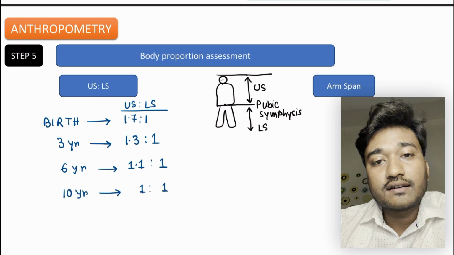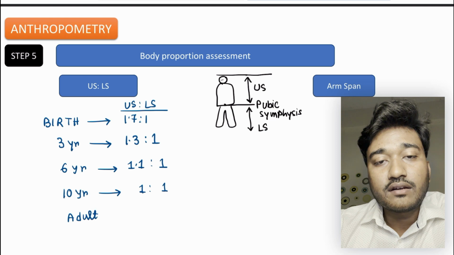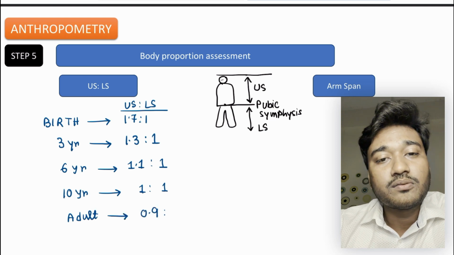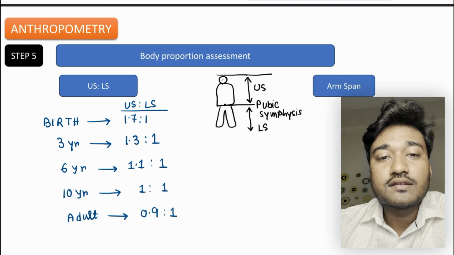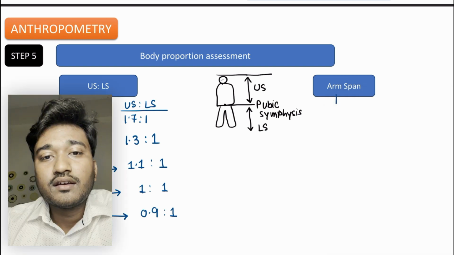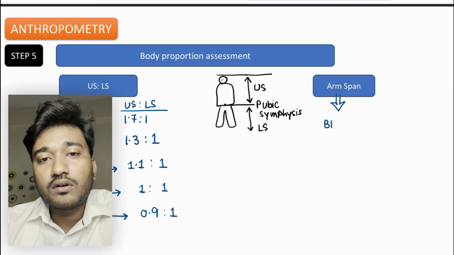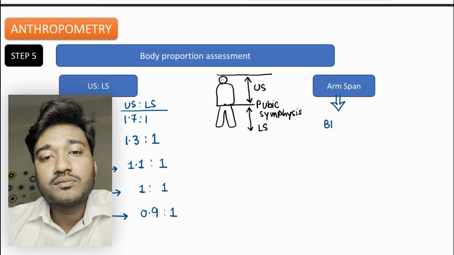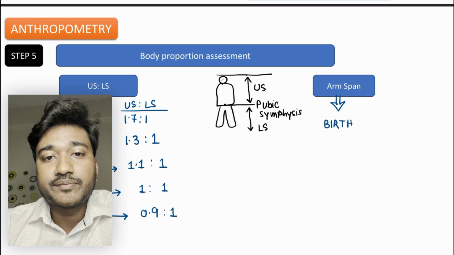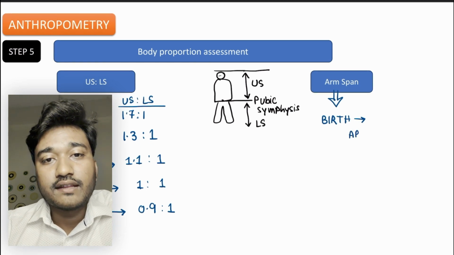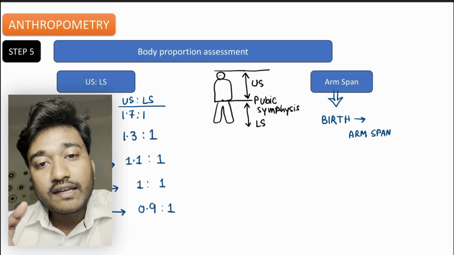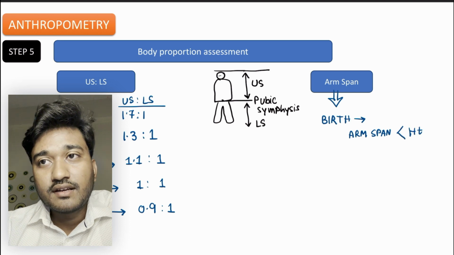But in case of adults, please remember this, the upper segment to lower segment ratio is 0.9:1. Another thing that is very important is arm span. At birth, the length or height is always more than the arm span. But in case of adults, the arm span is more than the length. You must know this. And at 11 years of age, the arm span as well as the height become equal.